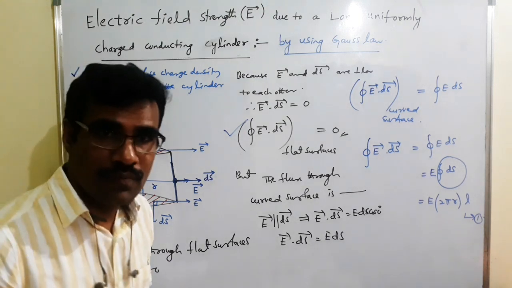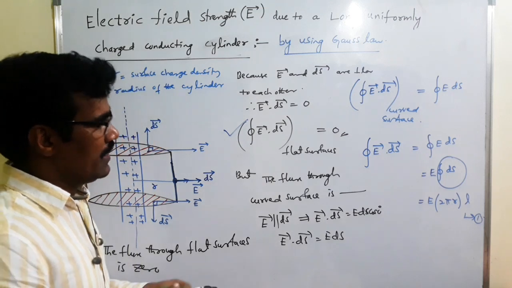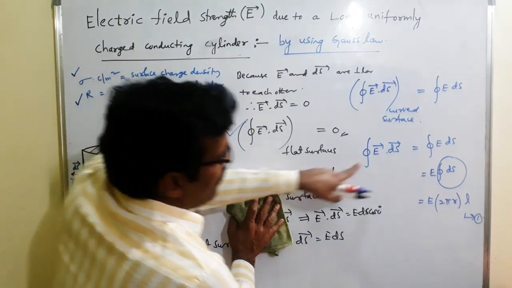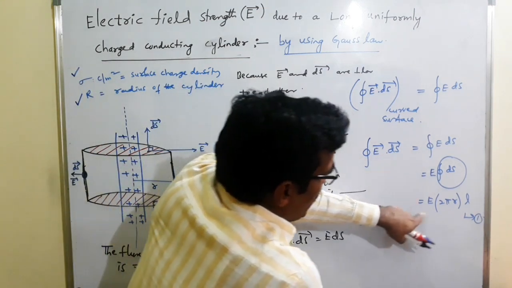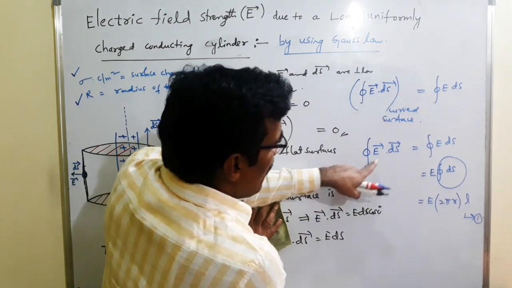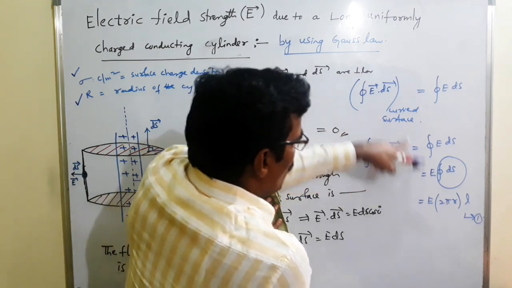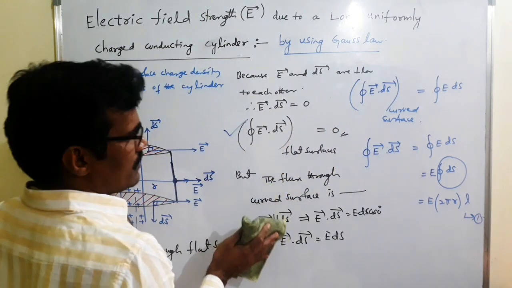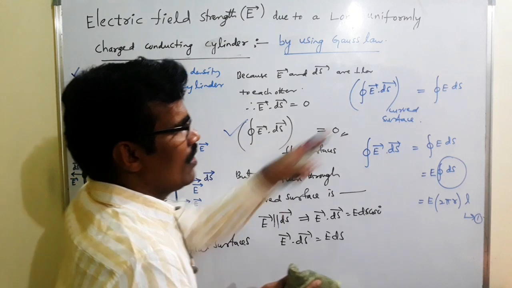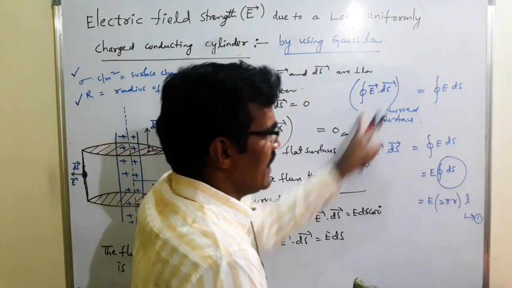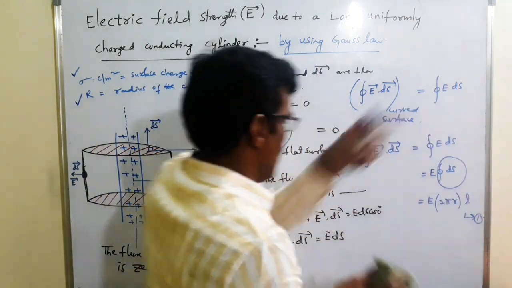Okay, is it clear up to this? Right. Here E bar dot ds bar is equal to E into 2 pi r into L. Integration of E bar dot ds bar is nothing but the flux through this entire Gaussian surface. Flat surface flux is 0, only the curved surface contributes. That's why the entire flux is E into 2 pi r into L.